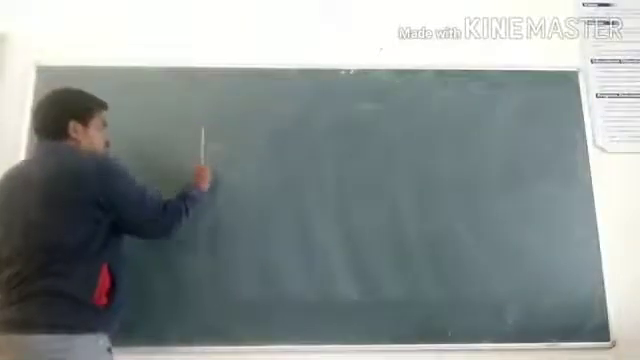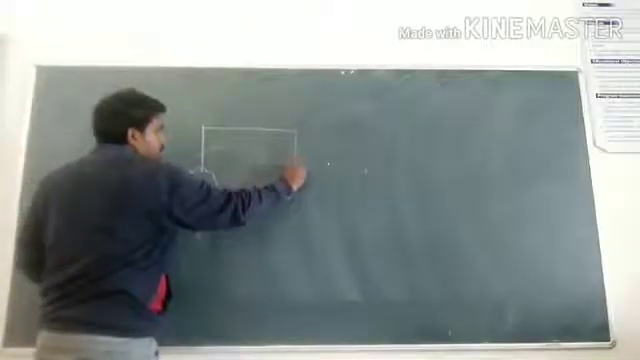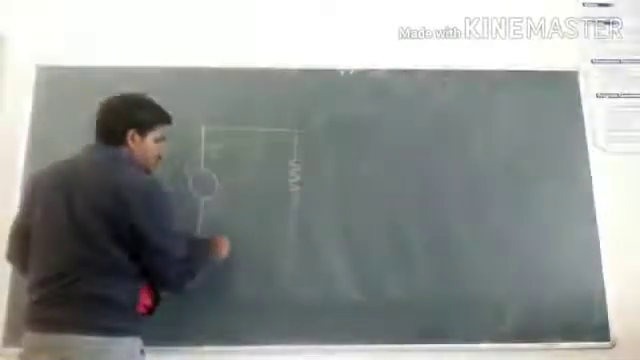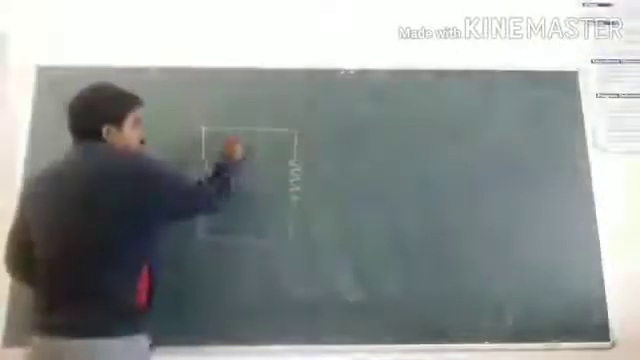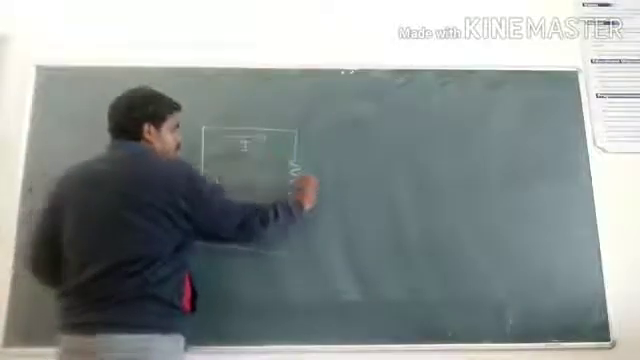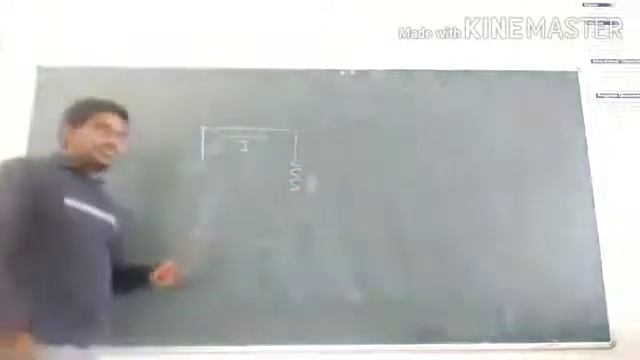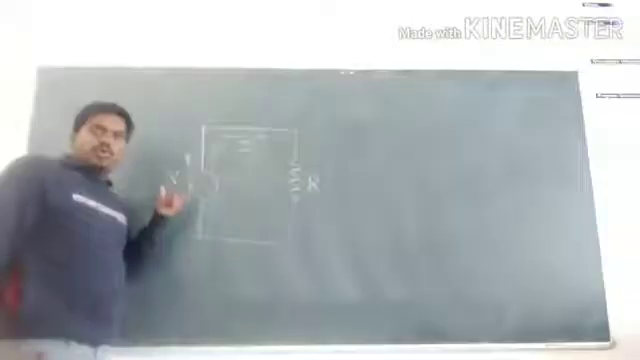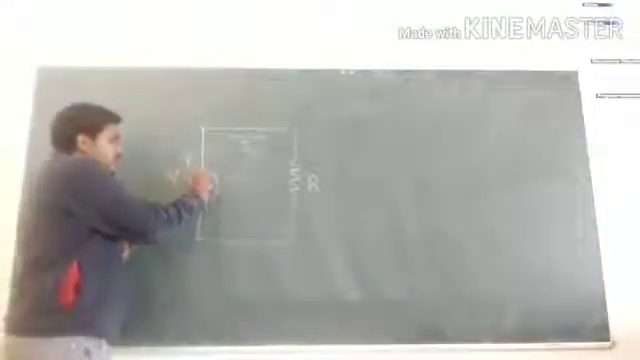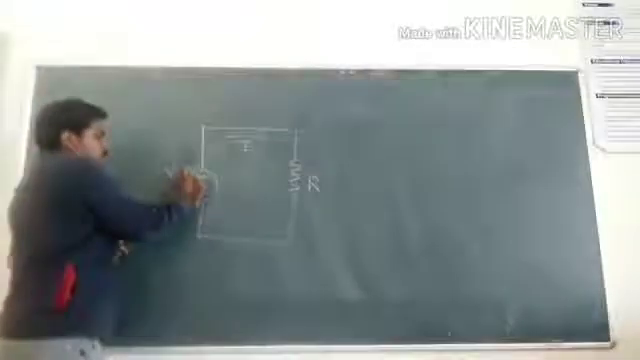Let's suppose this is one circuit. This is the voltage source. Then we have one resistor here, and I can use this resistor as a load also. This is my current, this is my R value, meaning the resistance value, and this is the polarity of the voltage. This is my voltage source.